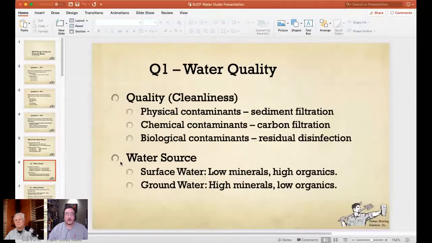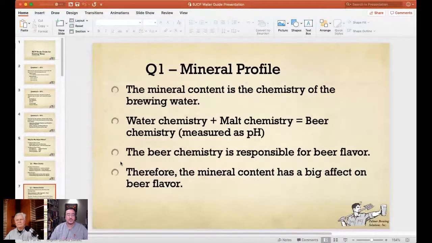The mineral profile is the next characteristic of water. And of course, this is where we get to start talking about the chemistry. The mineral content of the water is the chemistry of the brewing water. And the water chemistry plus the malt chemistry equals our beer chemistry, which we measure as pH. Okay? That's a very important statement right there to understand.